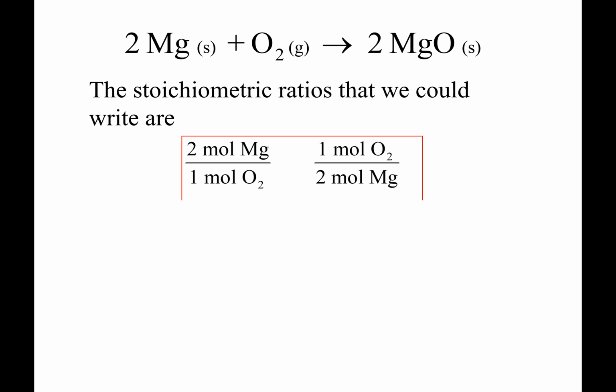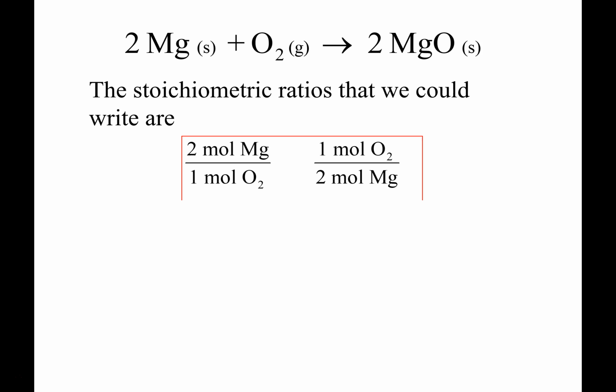These are two stoichiometric ratios. I'm not using them right now, but I could use them. The way this reaction goes down, 2 moles of magnesium will react with 1 mole of O2. Now it's about making units cancel. So if I want units of moles of magnesium to cancel, I'm going to use the other one. I'm going to say 1 mole of O2 will react with 2 moles of magnesium.